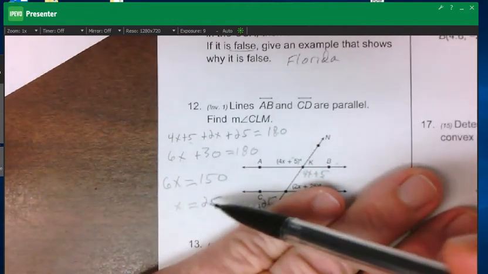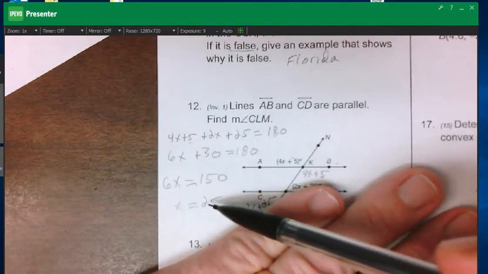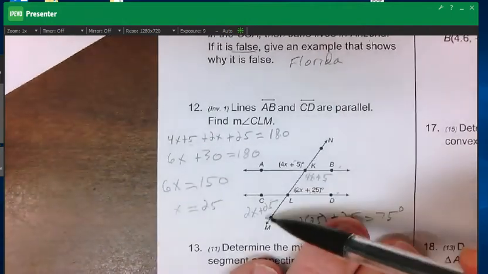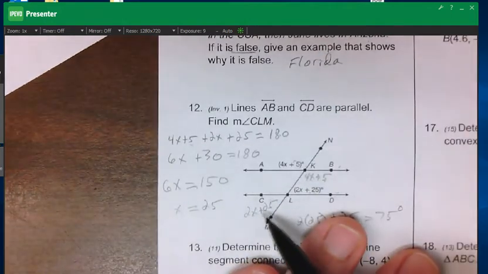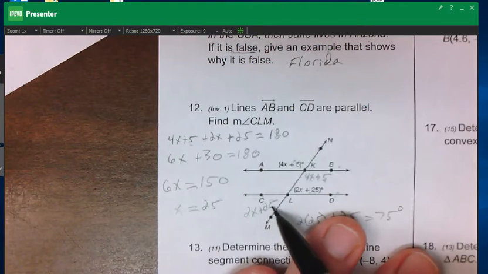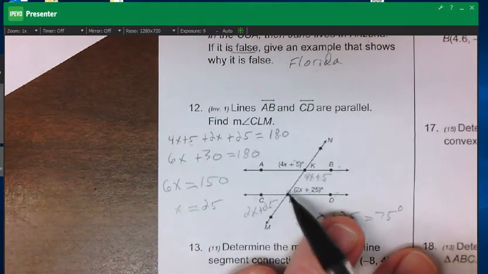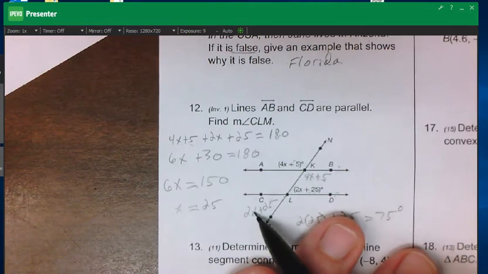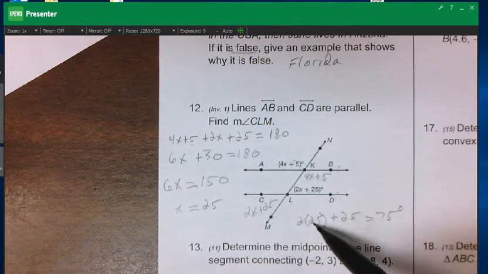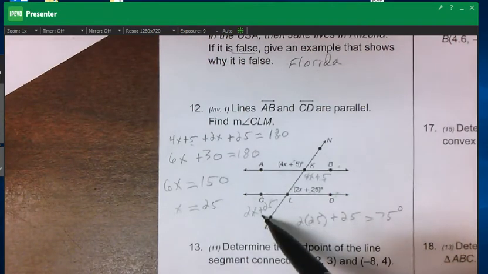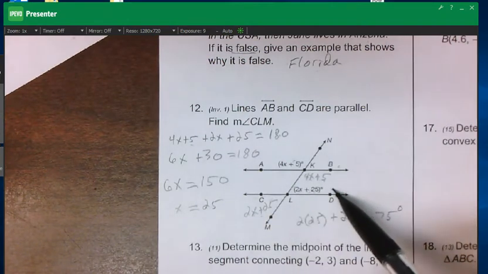Now that helps me. I'm not done, but I come over here. I want to find this angle. Notice I've written in 2x plus 25 here. That's because it's vertical to this angle, because these are crossing lines. I can plug 25 into x. I did that over here. And 2 times 25 is 50 plus 25 is 75. So that angle is 75, therefore that angle is 75.